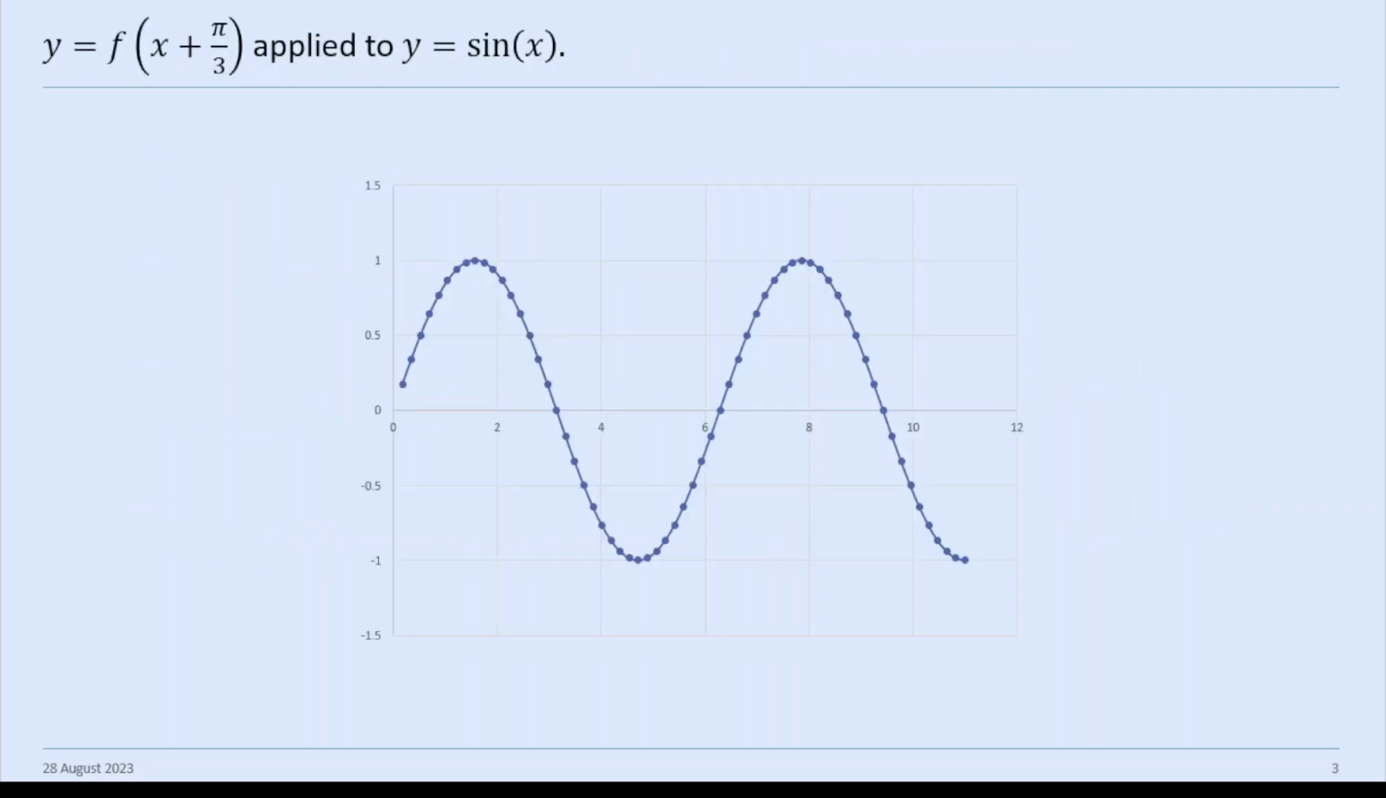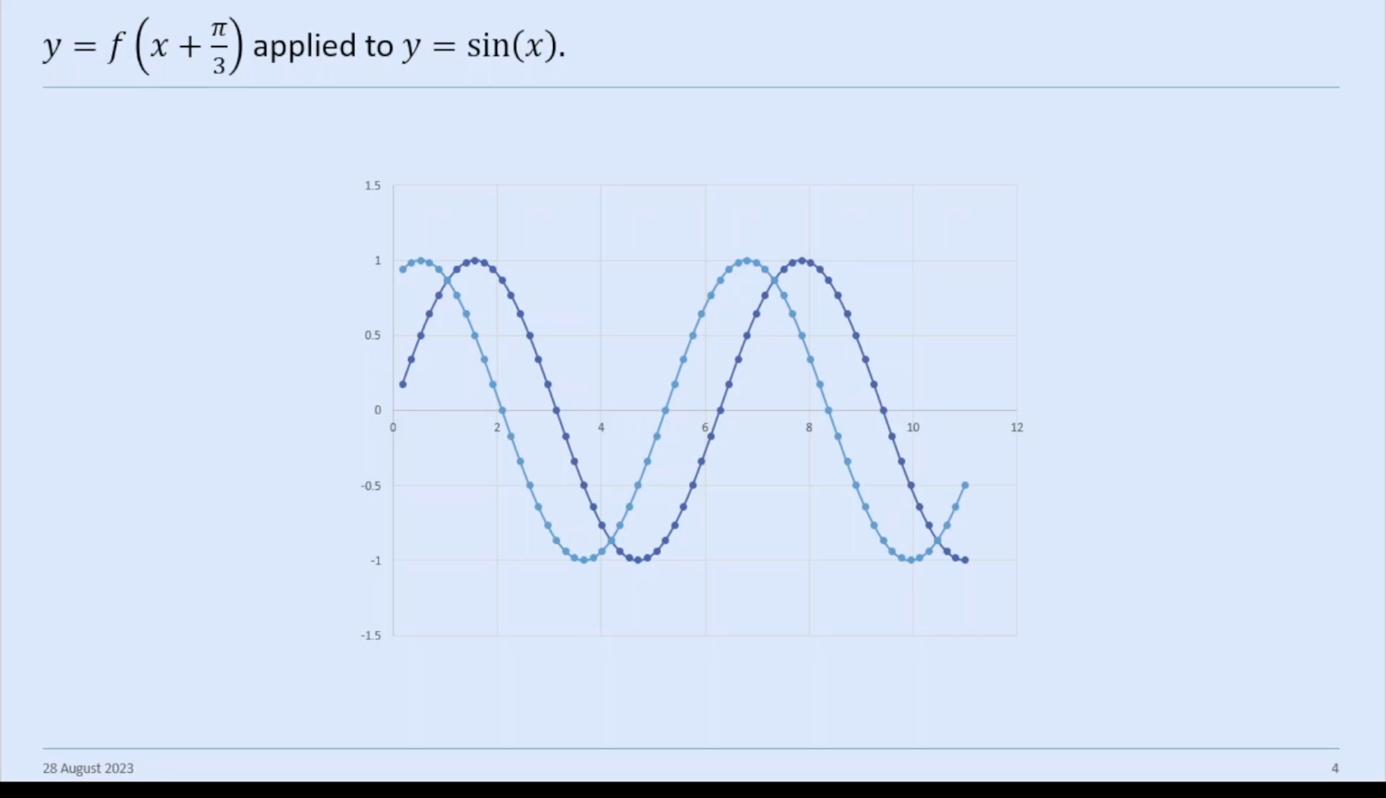So let's have a look. This is y equals f of x plus pi over 3 applied to y equals sine x. So this is y equals sine x we can see now, and then here's the new curve added on, and we can see that it's the same, but it's shifted by pi over 3 to the left.